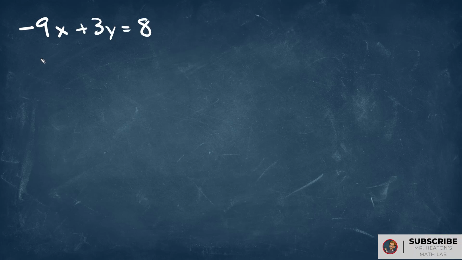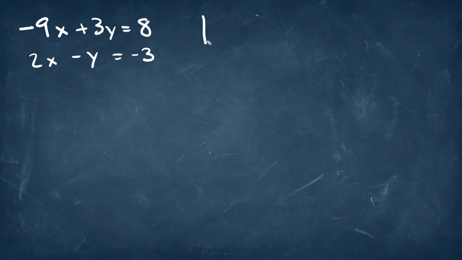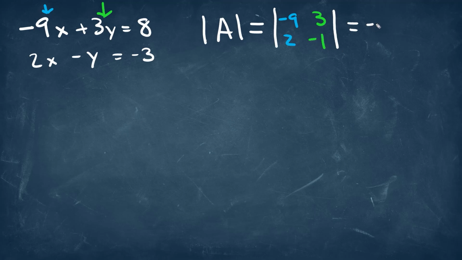For this example, we're going to have 9x plus 3y is equal to 8, and 2x minus y is equal to negative 3. Now our determinant of A is going to be from our values of x, which are going to be negative 9 and 2, followed by our coefficients of y, which are 3 and negative 1. We'll take the determinant of that, so we'll have negative 9 times negative 1 minus 3 times 2. That's going to give us 9 minus 6, which is equal to 3.